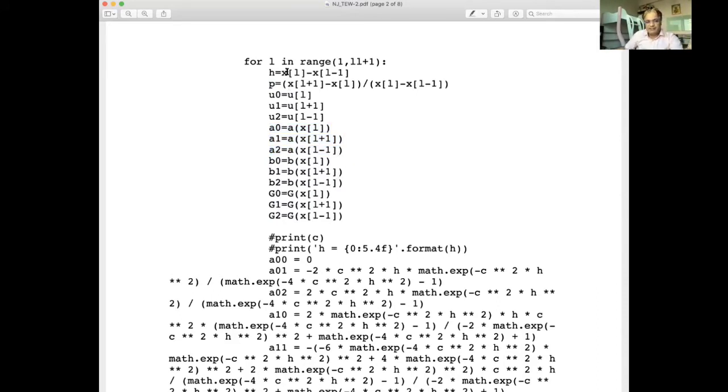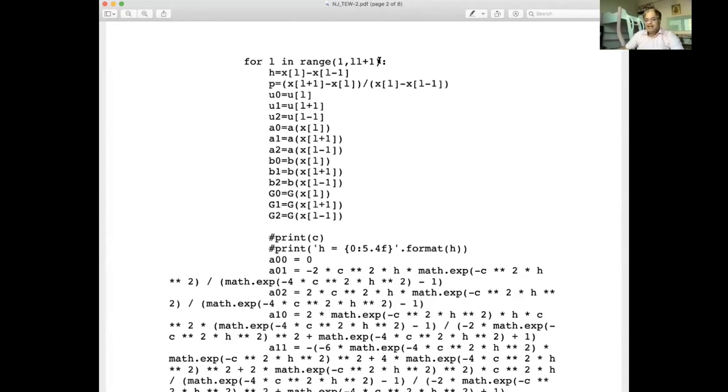Please note that everything is happening in the loop. L is going from 1 to LL plus 1. Again, it is range, so it will go up to 1, 2, 3 up to LL, that is uppercase L. Internal number of grid points will be calculated only, that's all.